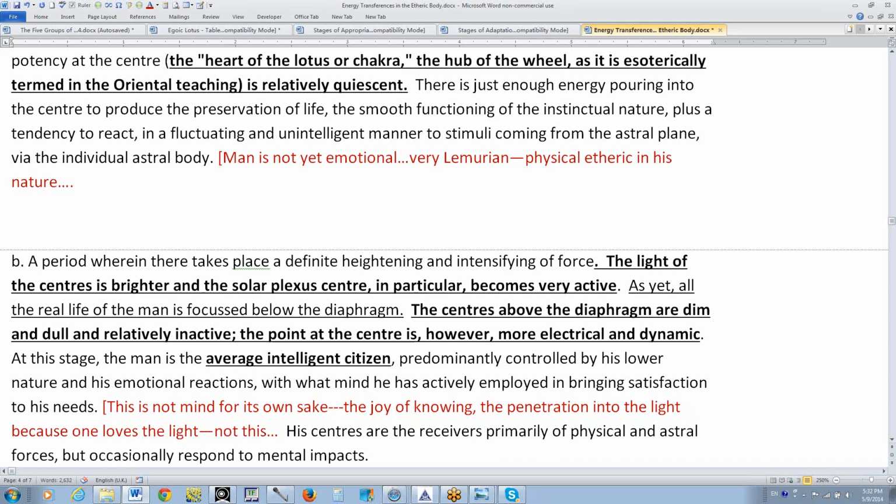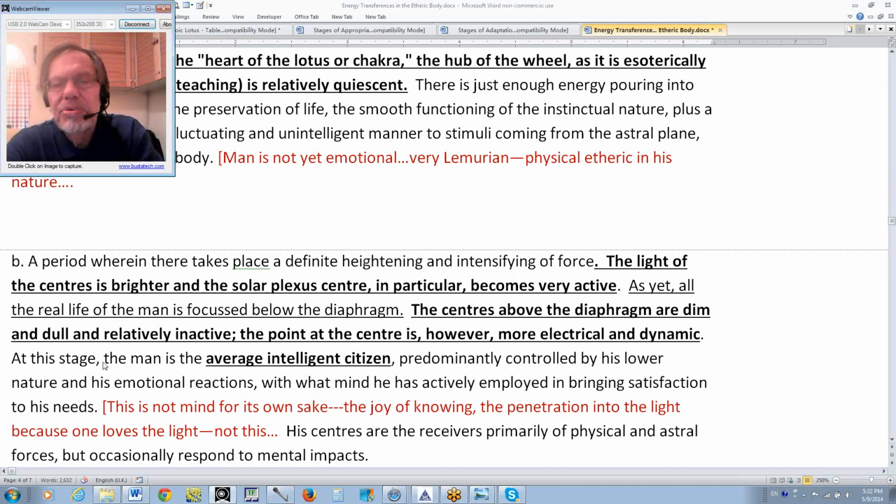Okay. His centers are the receivers primarily of physical and astral forces, but occasionally responding to mental impact. So this is what I would call the two and a half petals. They can be called lotuses of passion and desire. They are not the Brahmic lotuses or lotuses of Brahman, which are quite Lemurian in their nature, with some Atlantean development for the lotuses of Brahman, but they are the lotuses of passion and desire which relate to the average man today. And we are going to study these from A Treatise on Cosmic Fire.